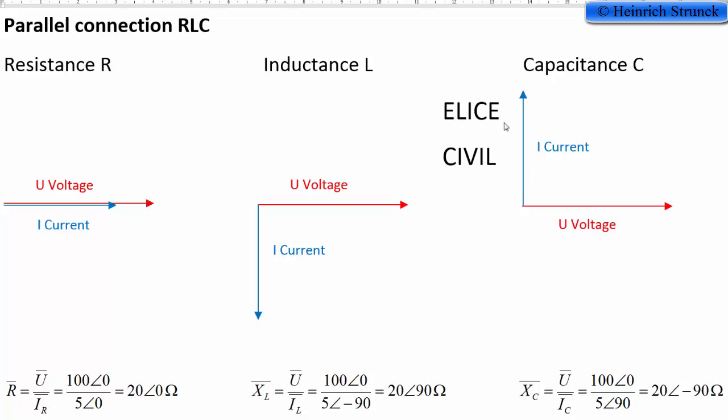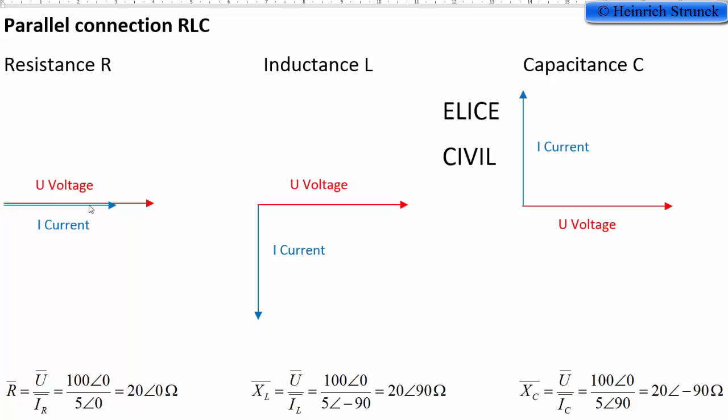And we have the rules RLC and CIVIL to remember what will be first and last, the voltage and current, if we got an inductor or a capacitor. So the basic thing is the same. And we know in a parallel connection that the voltage is the same across every component. So actually we can take these vector diagrams and put them together, because they all have the voltage as reference.